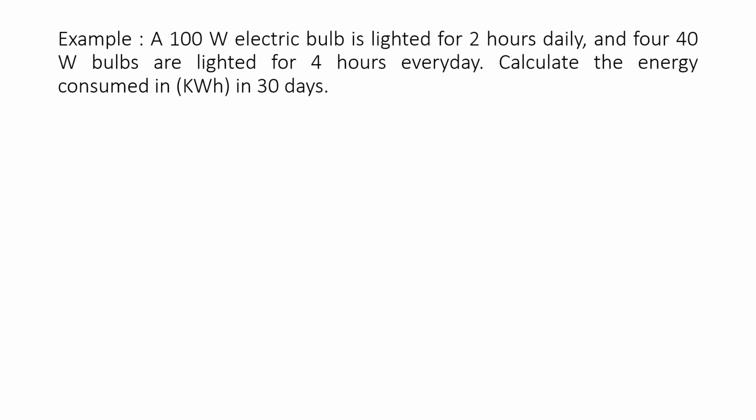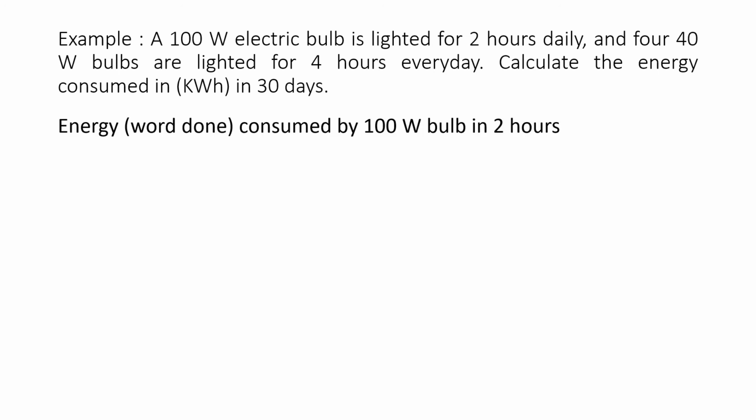You have one bulb of 100 watt, and 4 bulbs of 40 watt. The 100 watt bulb is lighted for 2 hours every day. The 40 watt bulbs are lighted for 4 hours every day. And you have to see how much energy is consumed in 30 days.